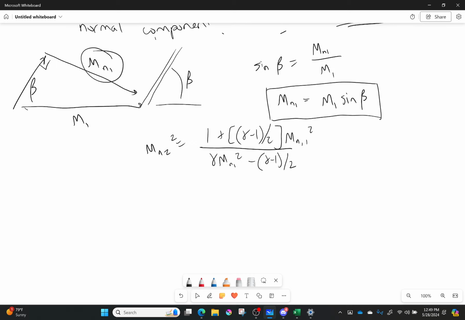Okay, so that's the first one. That's relating our Mach number after the shock wave to our Mach number before the shock wave. It's a bear. You don't want to have to solve for it. So don't solve for it. Just go to the tables. Seriously. Tables are your best friends in all these cases.